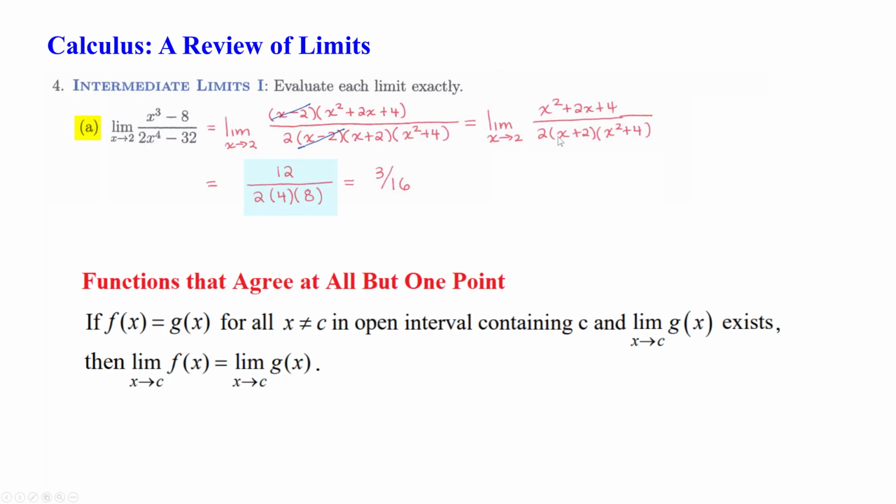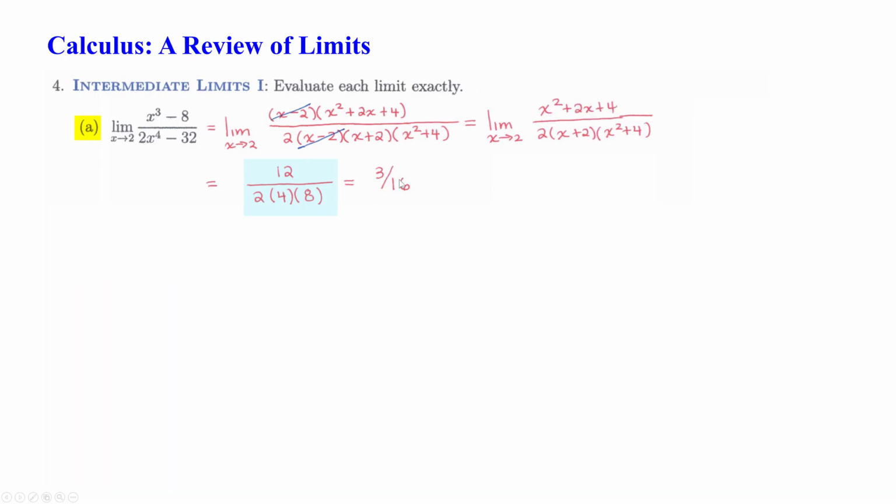Let's look at the denominator. You have a 2 here. What's 2 plus 2? That's 4. 2 squared is 4. 4 plus 4 is 8. So we plug into the numerator. 4 plus 4 plus 4 is 12. And so we simplify, we get 3 over 16.